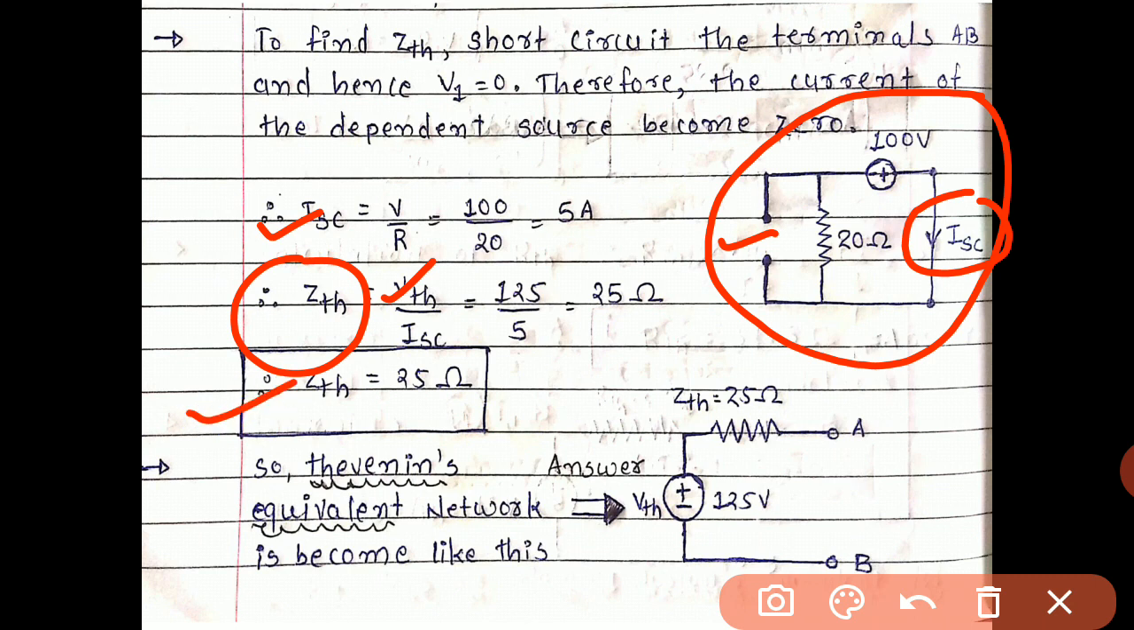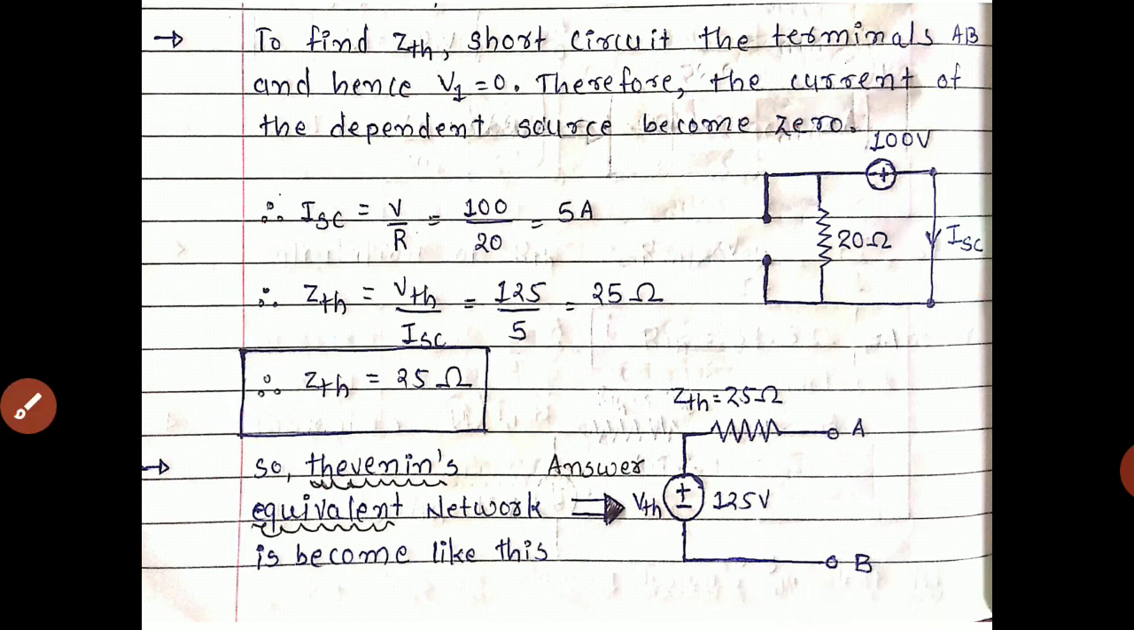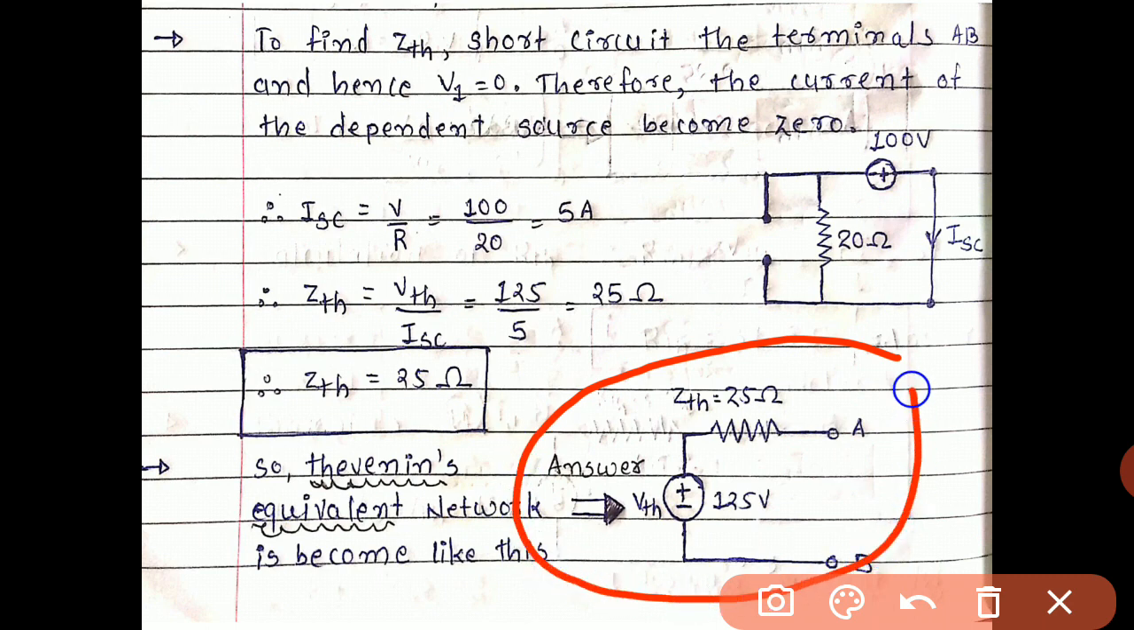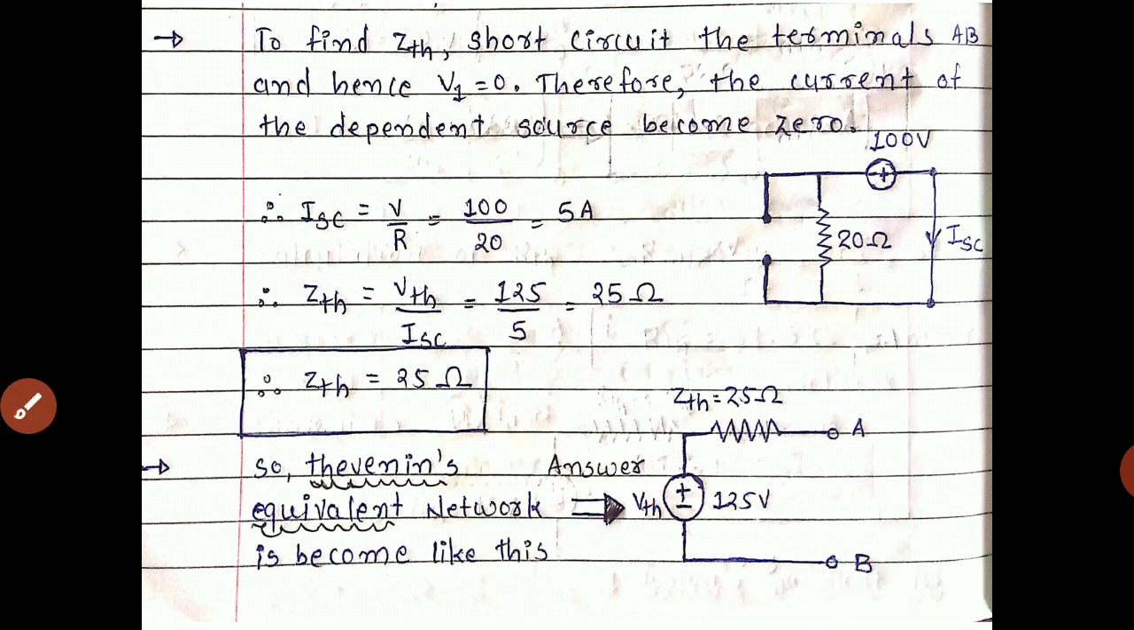So our answer is very near. We have the value of VTH, we have the value of ZTH, so we can easily build the Thevenin equivalent circuit. And the question is, we have to build the Thevenin equivalent circuit between terminals A and B. So the Thevenin equivalent circuit becomes like this. VTH equals 125 volt and ZTH equals 25 ohm. Between terminals AB, we plot both the values with proper notation, and this is our final answer. So hence we have developed the Thevenin's equivalent circuit between terminals A and B.